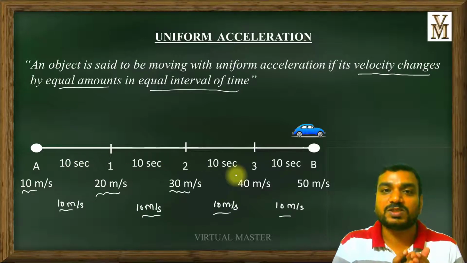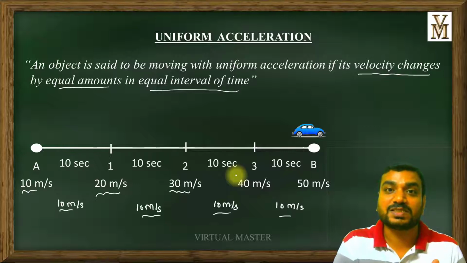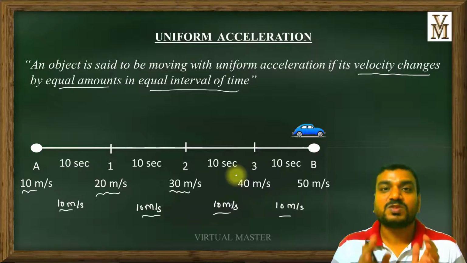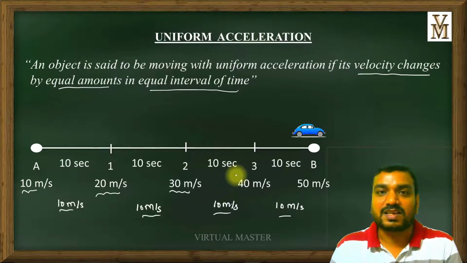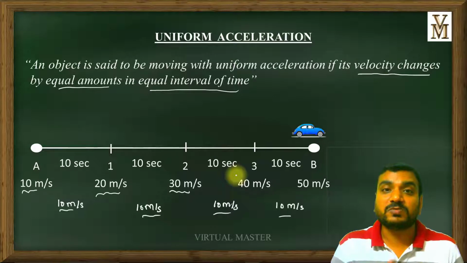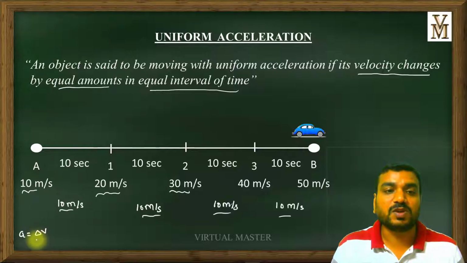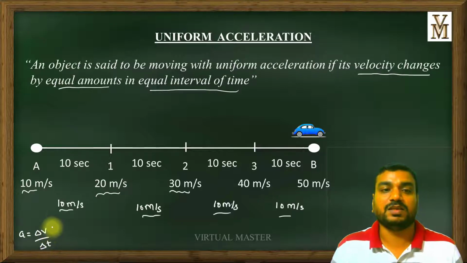That is, the velocity of the car is changing 10 meters per second in 10 seconds, isn't it? So now we can say that the car is having uniform acceleration. How? Let us try to find the acceleration. Now, what is the formula for acceleration? It is nothing but change in velocity divided by change in time taken.